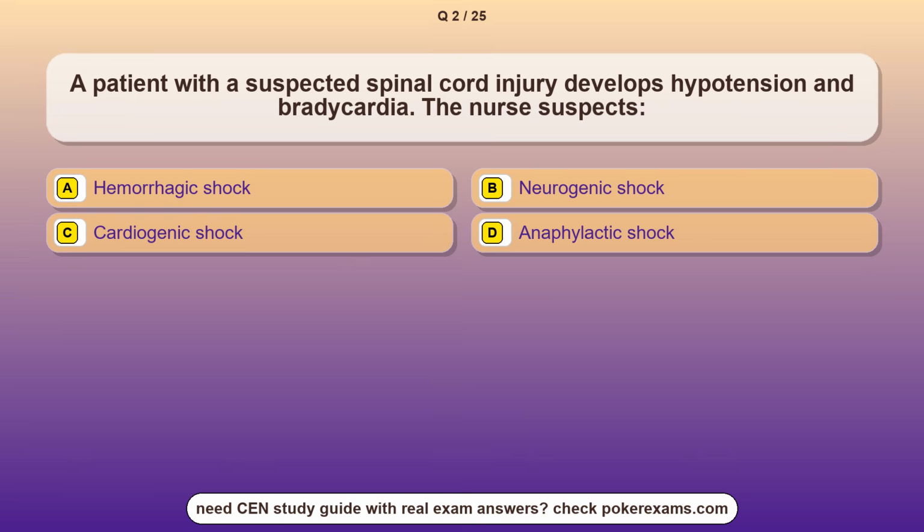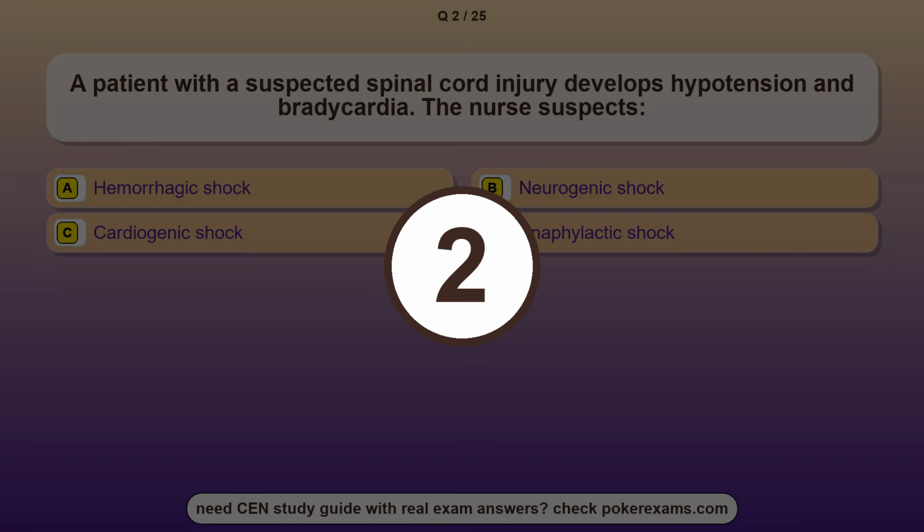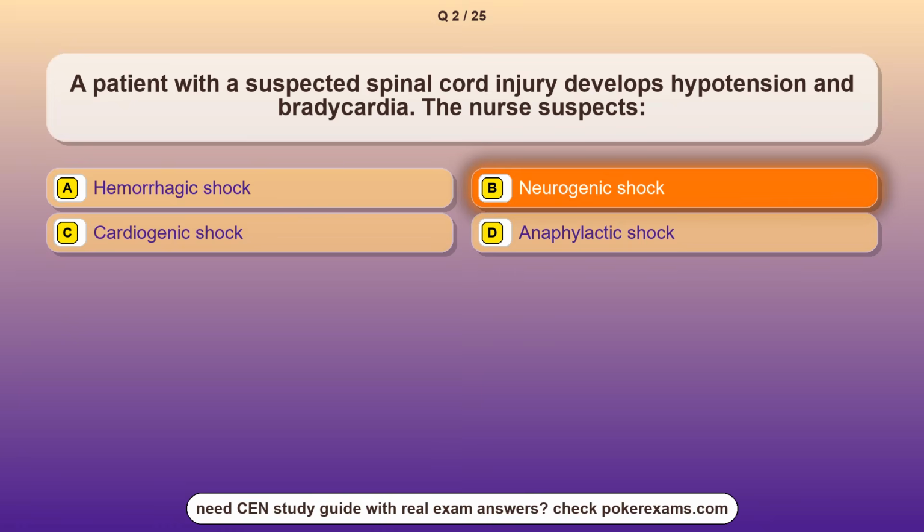Question 2. A patient with a suspected spinal cord injury develops hypotension and bradycardia. The nurse suspects Option A, hemorrhagic shock. Option B, neurogenic shock. Option C, cardiogenic shock. Option D, anaphylactic shock. The correct answer is option B, neurogenic shock.